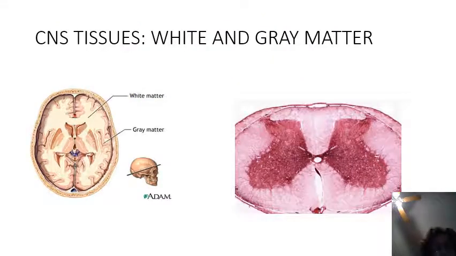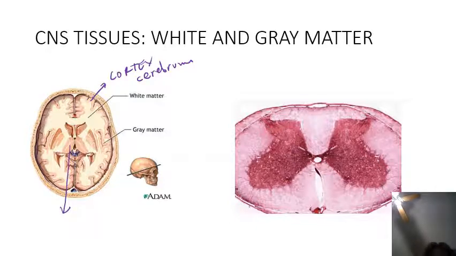In the central nervous system, gray matter is found in the cortex of the cerebrum, and it is also found deep in the brain in areas called nuclei. White matter is found below the cortex of the cerebrum and is organized into what is called tracts.